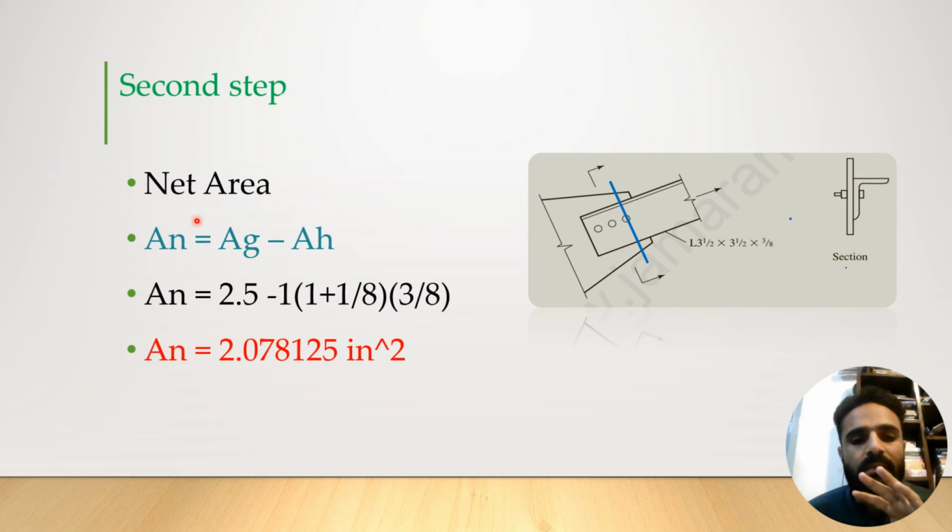So in summary, in a simple way, the net area is the gross area minus the area of holes. The gross area we calculated from the table, and the area of holes is the number of holes into the diameter into the thickness. Here in the diameter we add the 1/8. This is the tolerance, and 3/8 is the thickness of the holes. After calculation we get this net area, which is 2.078 inch squared. This will be the net area. The first and second steps are the same for all types of questions in the case of bolted connections.